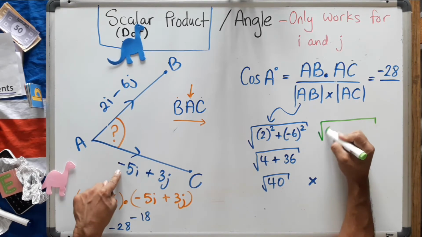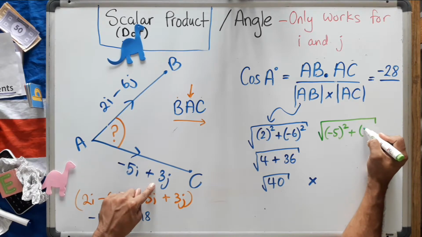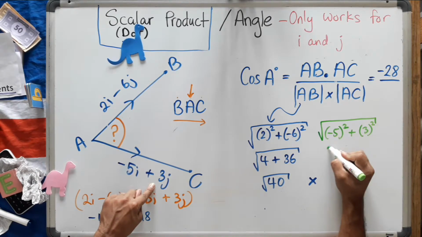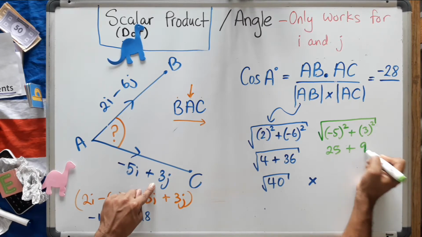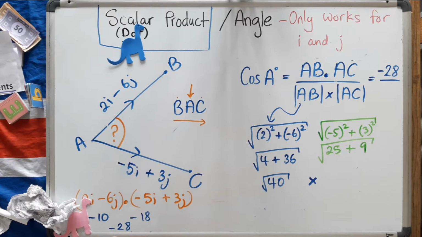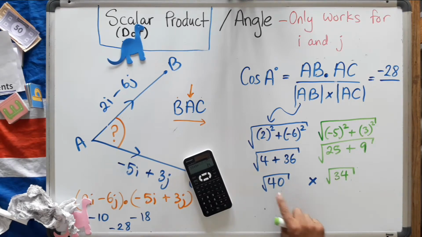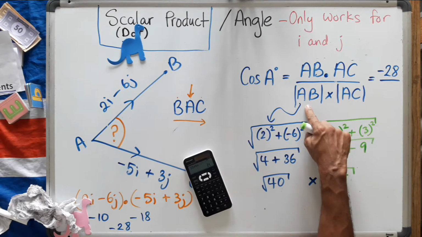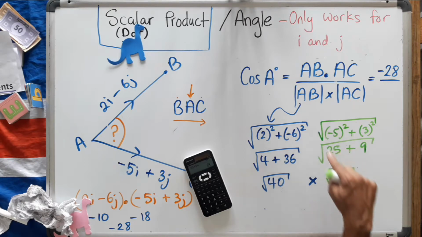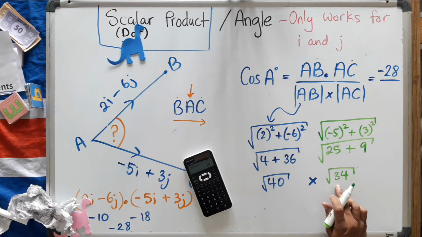It's going to be minus 5 squared, that's the i value, plus the j value, 3 squared. This is 25 plus 9, square rooted, 34. I should be able to do all this in my head. I don't know why I'm using this. You get 34. Oh, well, I wrote 35. Right, so the magnitude of AB is the square root of 40, and the magnitude of AC is the square root of 34. So we have to multiply these two things.